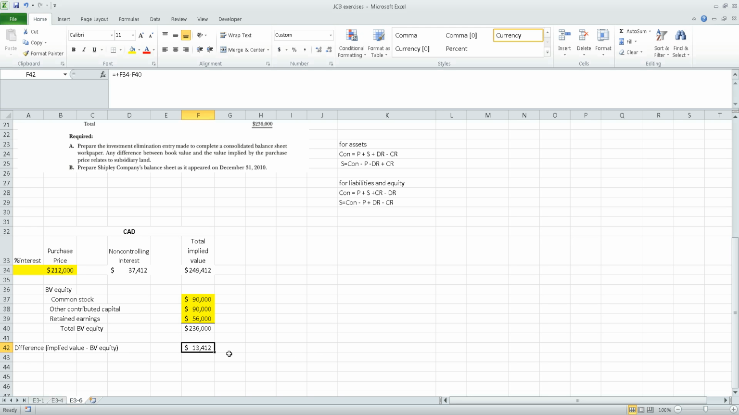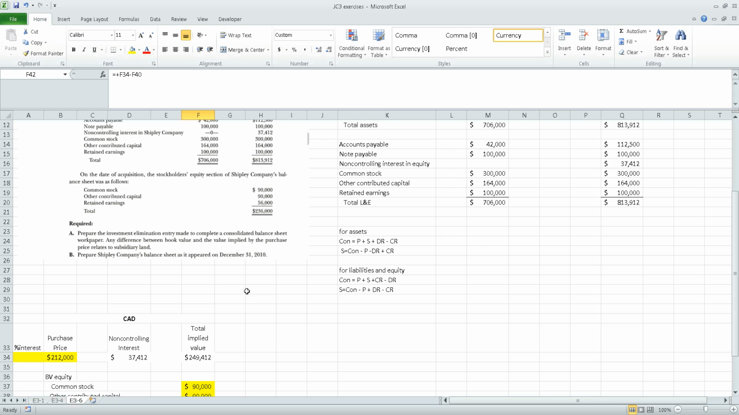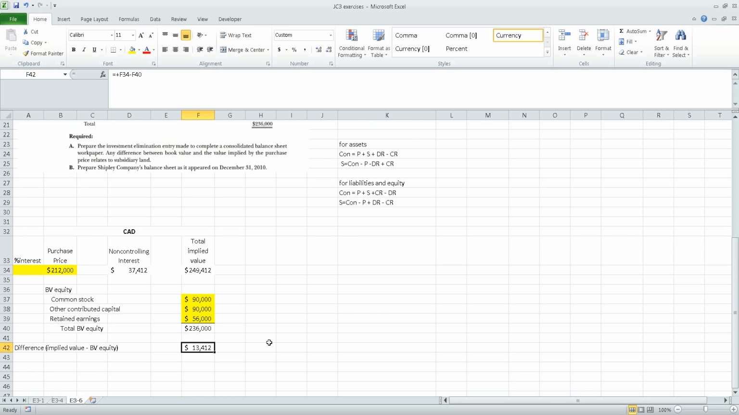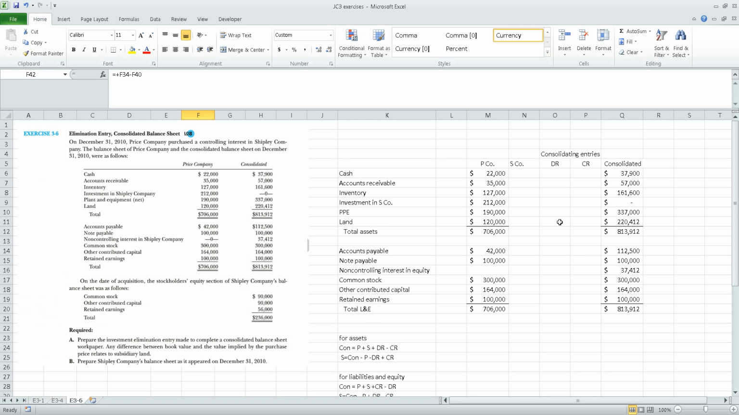Now remember, that can be attributable either to an off-balance sheet asset, to goodwill, or to an asset that has appreciated in value. In this case, we're told that the difference between book value and value implied by the purchase relates to land owned by the subsidiary with a market value in excess of cost. So that $13,412 is going to go as part of the consolidating entries over here as a debit to the land account.